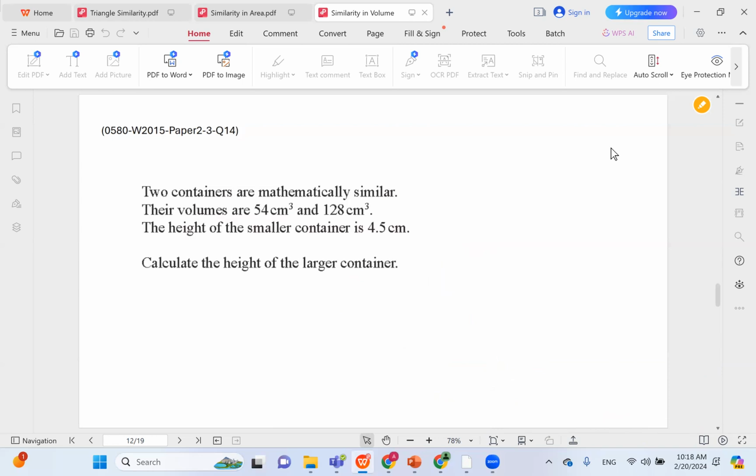Two containers are mathematically similar. Their volumes are 54 and 128. The height of the smaller container is 4.5. Find the height of the larger container. Again, quickly now, V1 over V2 equals S1 over S2 to the power of 3. V1 is the larger volume, so this is 128. This is 54.